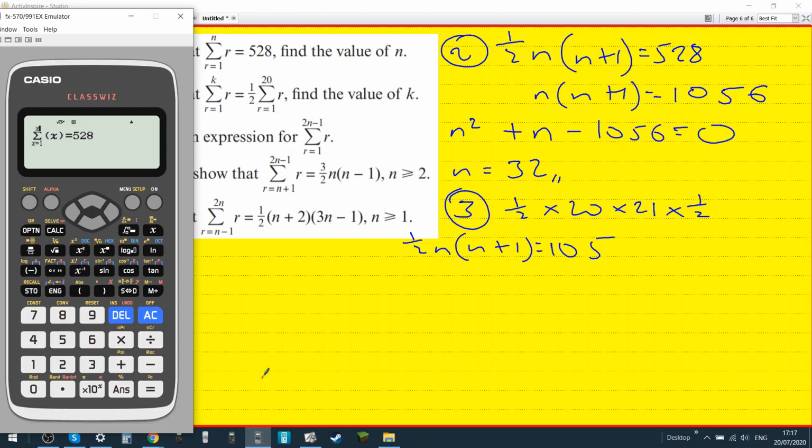So it's the same thing, you just times by 2 again, 210. So n squared plus n minus 210. I'm fairly confident that the calculator will give me the positive answer. It's 14, not 7.